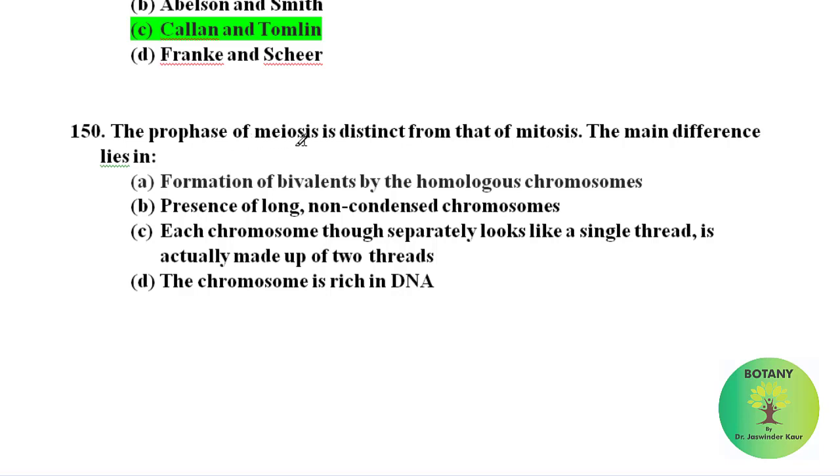The prophase of meiosis is distinct from that of mitosis. The main difference lies in the formation of bivalents by the homologous chromosomes. These bivalents are formed in meiosis and are absent in case of mitosis.